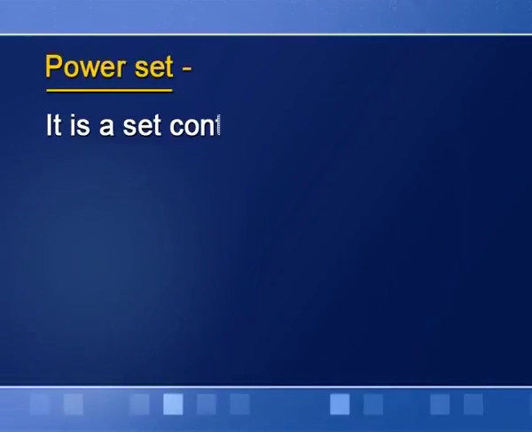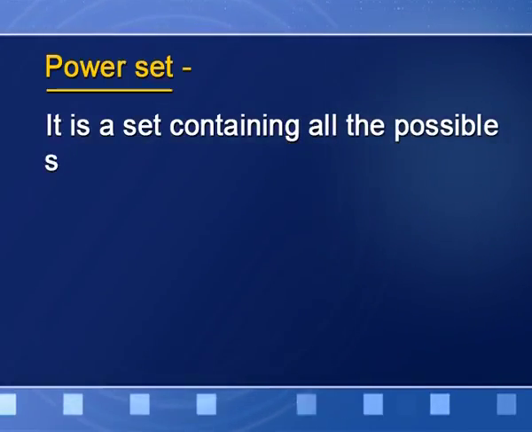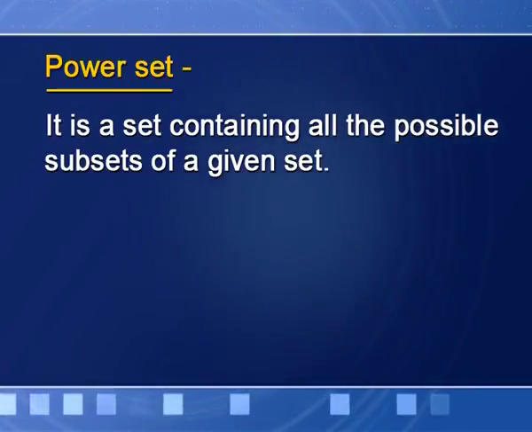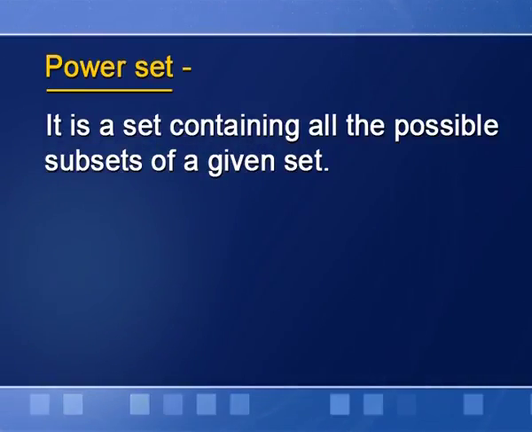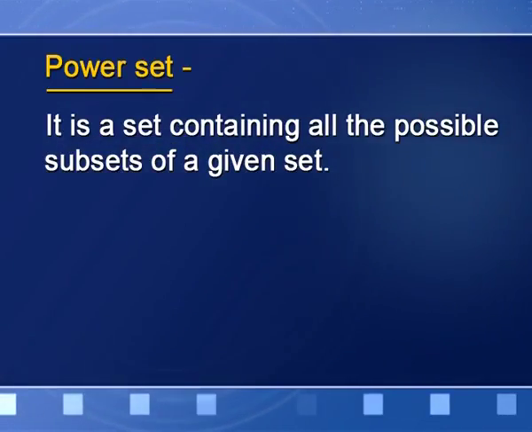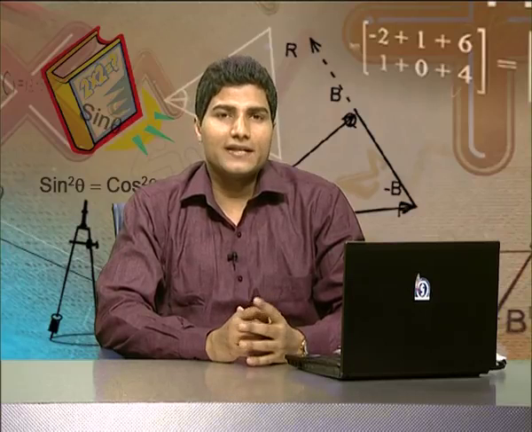The next definition that we have is power set. It is a set containing all the possible subsets of a given set, which means we try to find all the possible subsets of a given set and write them in the form of a set. We separate these subsets with commas, and we include all the subsets within curly brackets so that it forms a set. Such a set which includes all the possible subsets is called the power set.